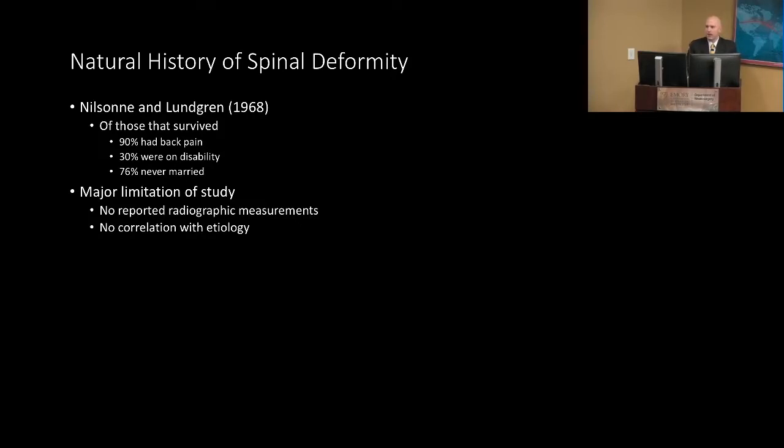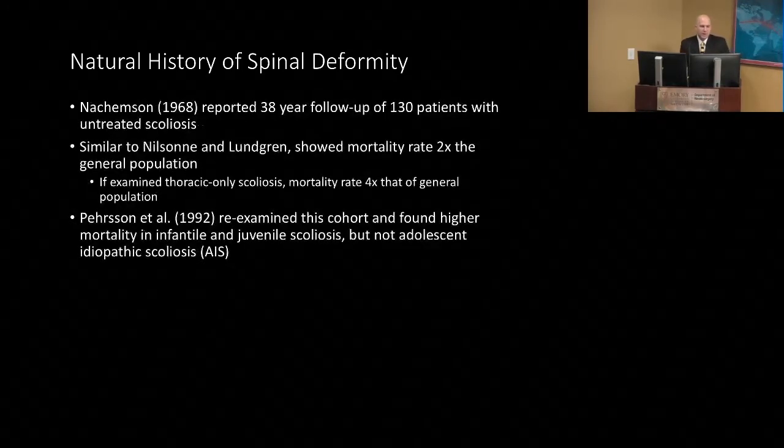So key limitations of the study, they had no reported radiographic measurements, so we don't know how big each of these curves were, if they progressed, and there was no correlation with etiology. So we don't know whether they had an undiagnosed congenital reason or if it was a true adolescent idiopathic scoliosis case. There was another study reported in 1968 by Nachemson, who had 38-year follow-up in 130 patients with untreated scoliosis. Similar to that first study, he showed a rate of twice the general population. If you subdivide it into thoracic-only scoliosis, the mortality rate was 4 times that of the general population, again due to cardiopulmonary collapse.